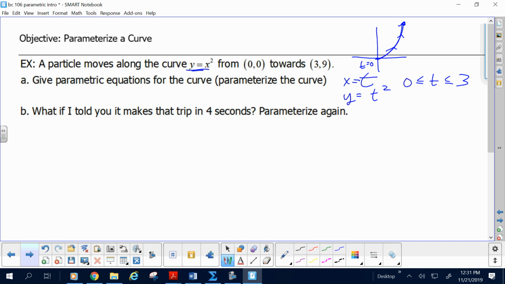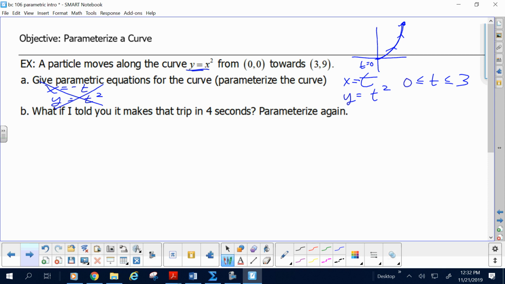So that's a good theory. That's exactly what I thought. x equals negative t, and y is t squared. Does that work? At t equals 0, does it start at 3, 9? That doesn't work.